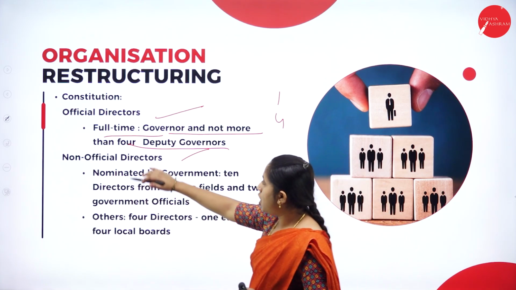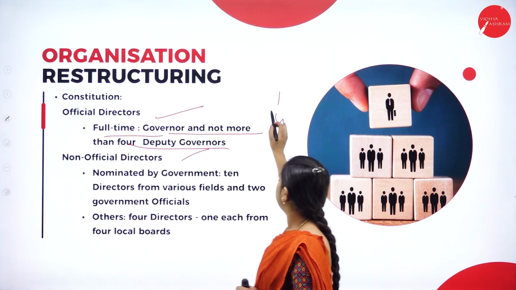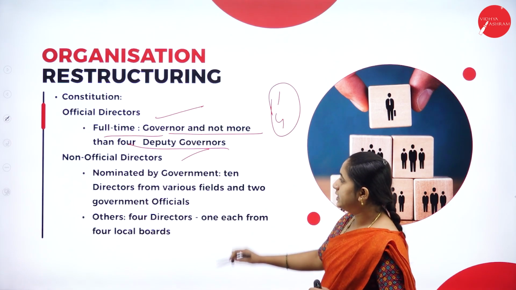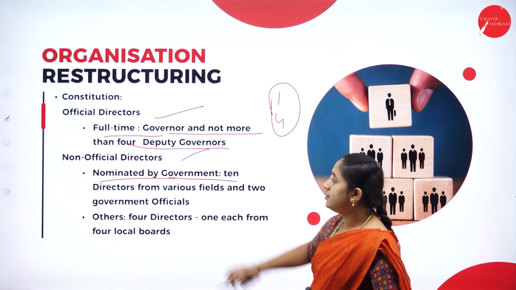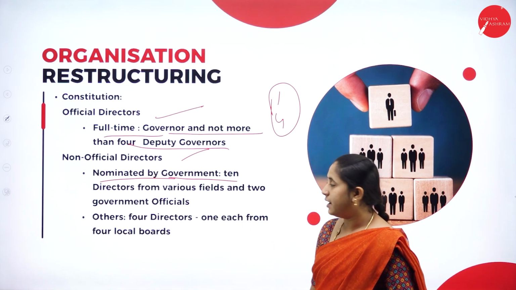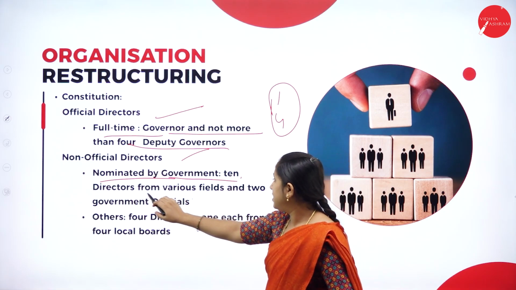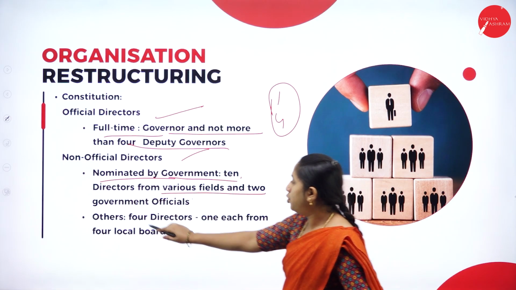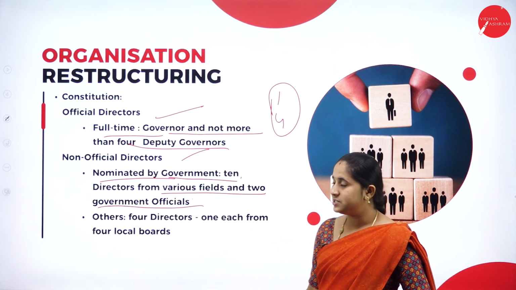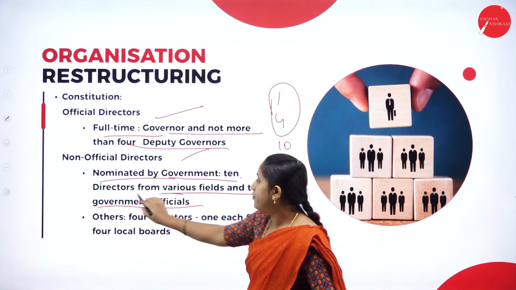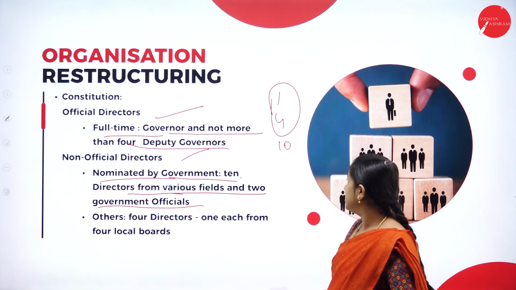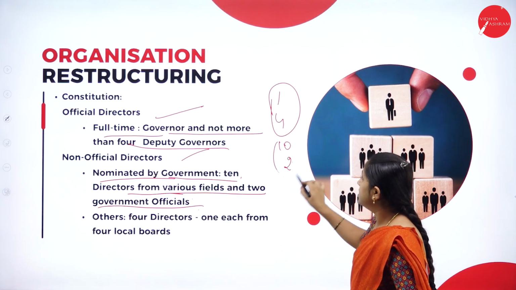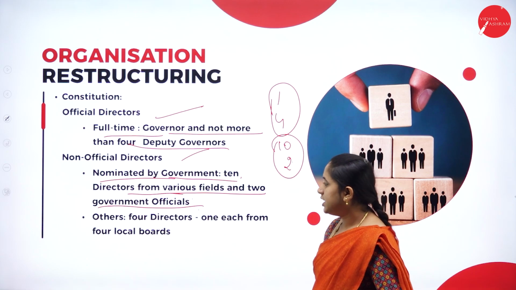Next, non-official directors. These 5 members are the official directors, and the non-official directors are nominated by the government: 10 directors from various fields, and 2 government officials. So these are the non-official directors.